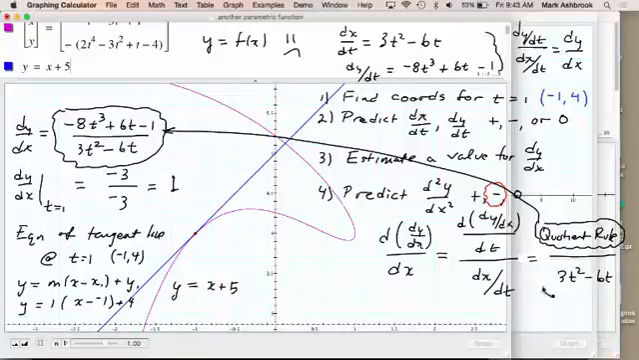Let me just write here. Plug in 1 to the whole thing, and then we expect negative. Why? Because we're concave down. The rate of change is decreasing for increasing x.